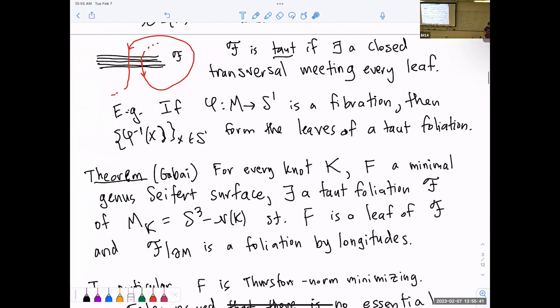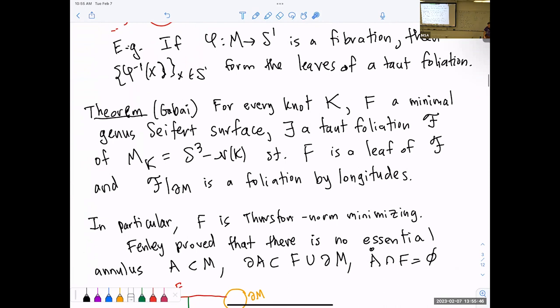But a classic theorem of Gabai is that for any knot, it's much more general than this, but again, I'll state it for knots in the three-sphere. If you have a minimal genus Seifert surface for a knot, then there exists a taut foliation F of the knot complement, of which the surface is a leaf, and when you restrict F to the boundary, it's a foliation by longitudes. And again, when I talk about a knot complement, I've removed a tubular neighborhood of the knot, so it's a compact manifold with torus boundary.